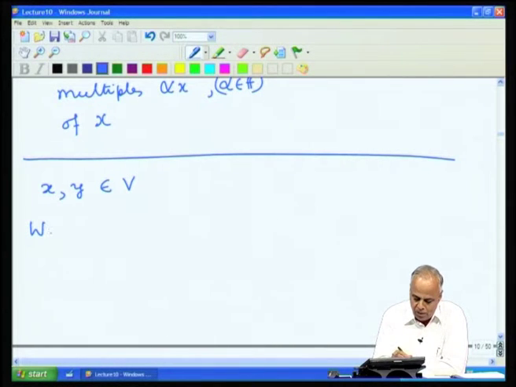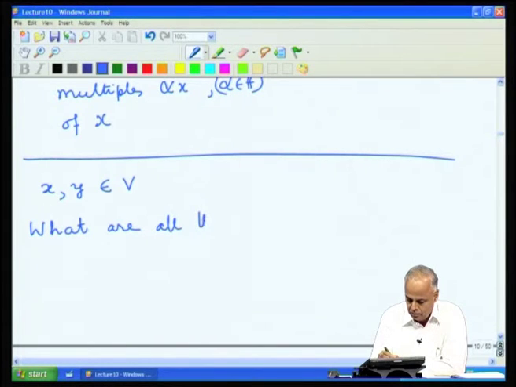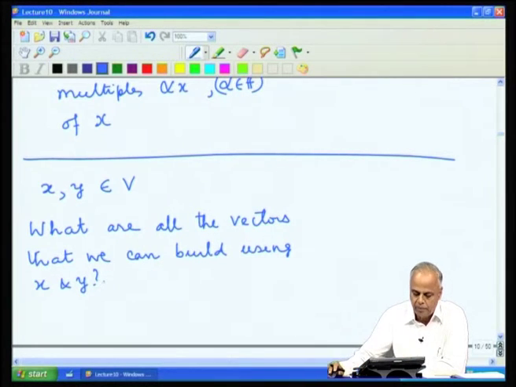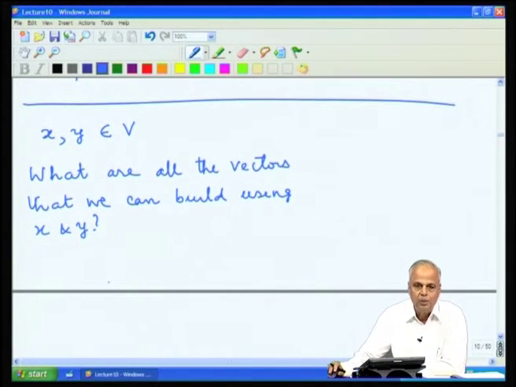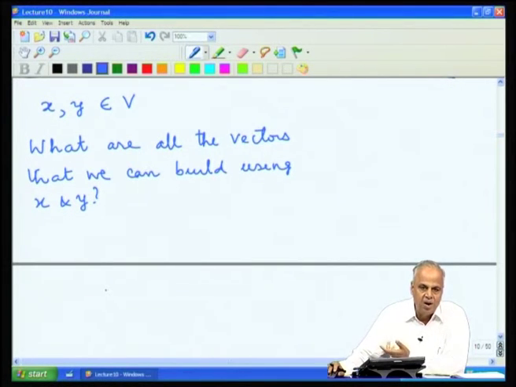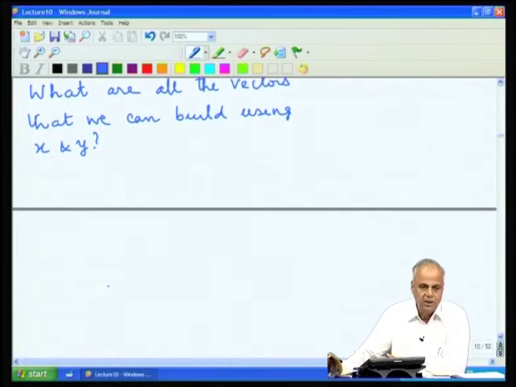Now, what are all the vectors that we can build using x and y? Once again I repeat, when I say build, the only two operations, the only thing that you can do with these vectors, are either add or do scalar multiplication. Now, let us look at the answer to this question.